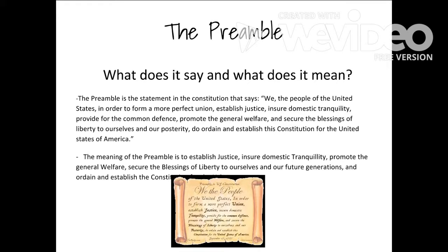The Preamble. The preamble is the statement in the Constitution that says, "We, the people of the United States, in order to form a more perfect union, establish justice, ensure domestic tranquility, provide for the common defense, promote the general welfare, and secure the blessings of liberty to ourselves and our posterity, do ordain and establish this Constitution for the United States of America." The meaning of the preamble is to establish justice, ensure domestic tranquility, promote the general welfare, secure blessings of liberty to ourselves and our future generations, and ordain and establish the Constitution of the United States.